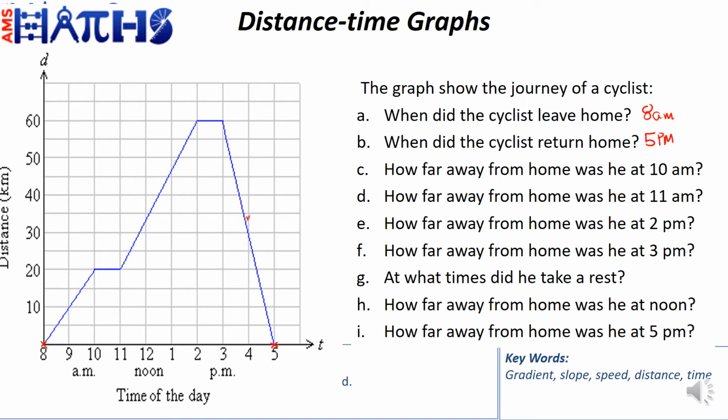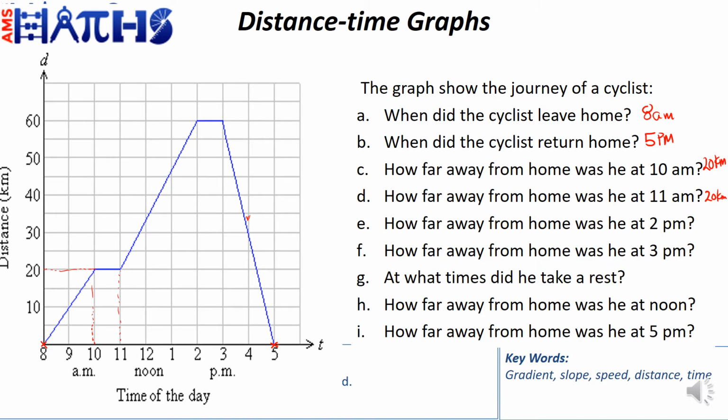It says, how far away from the home was he at 10 a.m.? So we'll find 10 a.m. and go across the distance. He would have been 20 kilometers away from home. Then it says, how far away from home was he at 11 a.m.? He was still 20 kilometers away from home at 11 a.m.